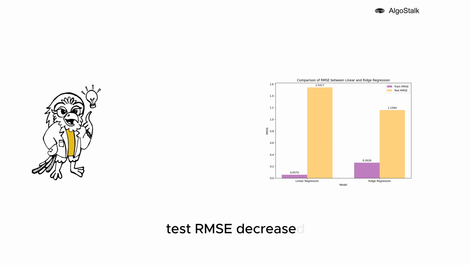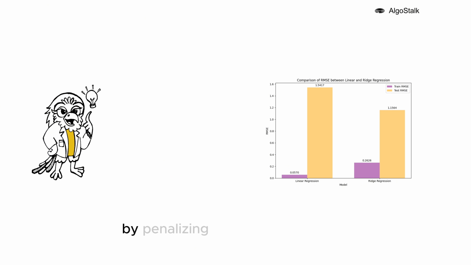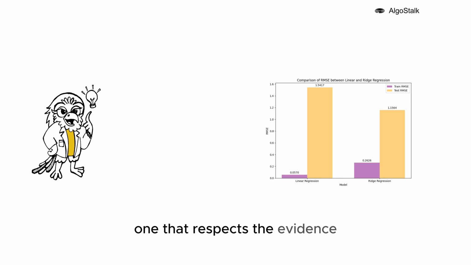Test RMSE decreased. This is a positive sign that our model is now better at generalizing to new, unseen data. Ridge has reduced overfitting and improved the model's ability to handle test data. These changes tell us a powerful story. By penalizing all suspects together, we've managed to create a more balanced model, one that respects the evidence without letting any single suspect take over the case.